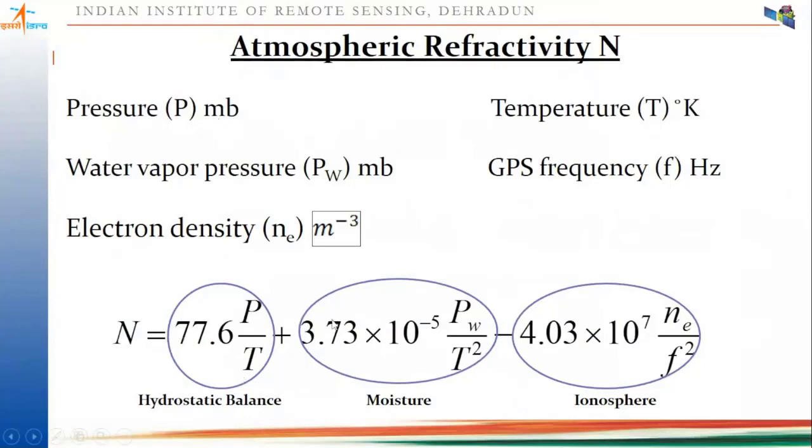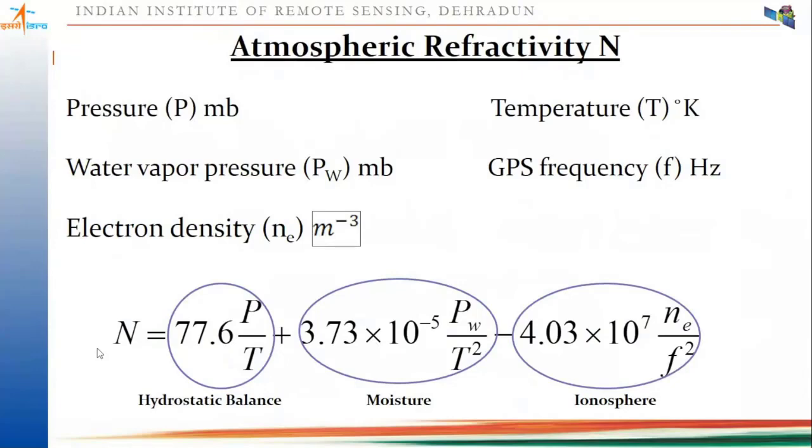It has a relation with respect to the pressure and temperature. So P is the pressure, T is the temperature, PW is the water vapor pressure, and NE is basically the electron density. So this refractivity depends on the pressure and temperature. We know N because we have already derived it using the bending angle information. We get the bending angle from the phase. So like that we can find N, and N depends on P and T. So when we know the value of N, we can derive the values of P and T.